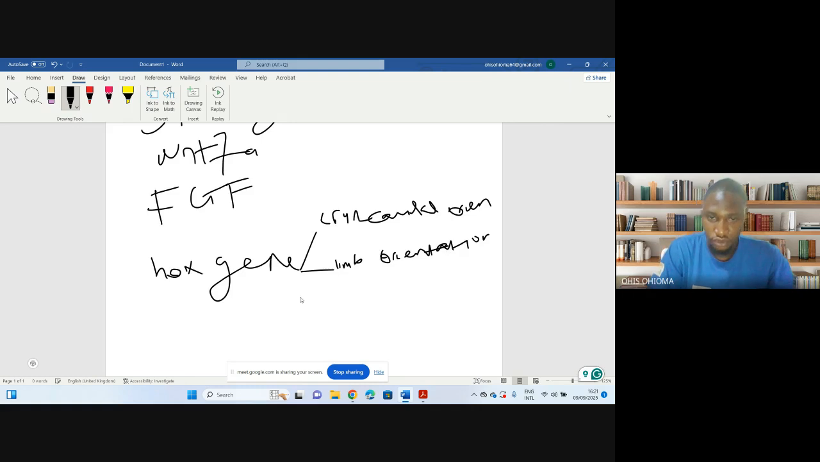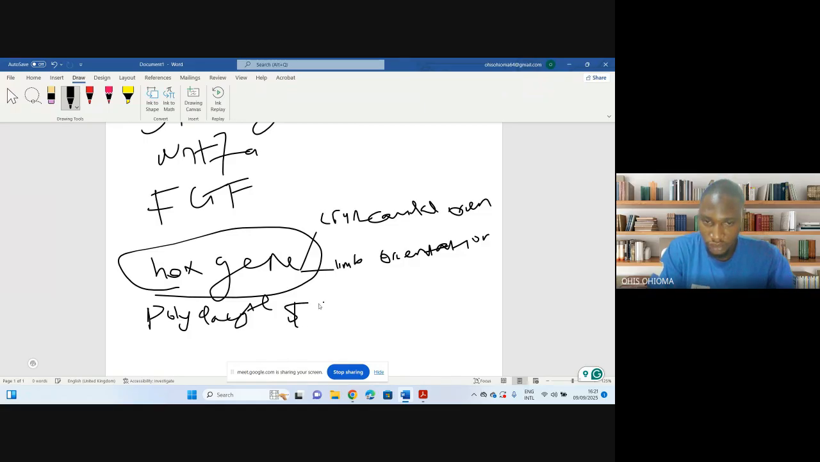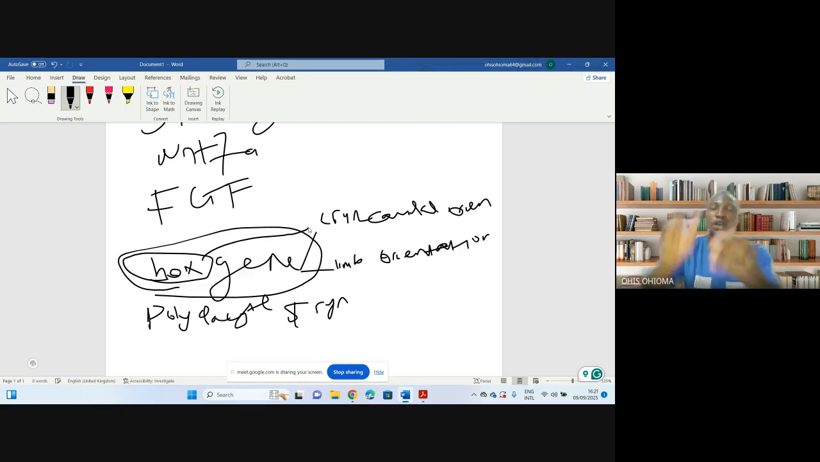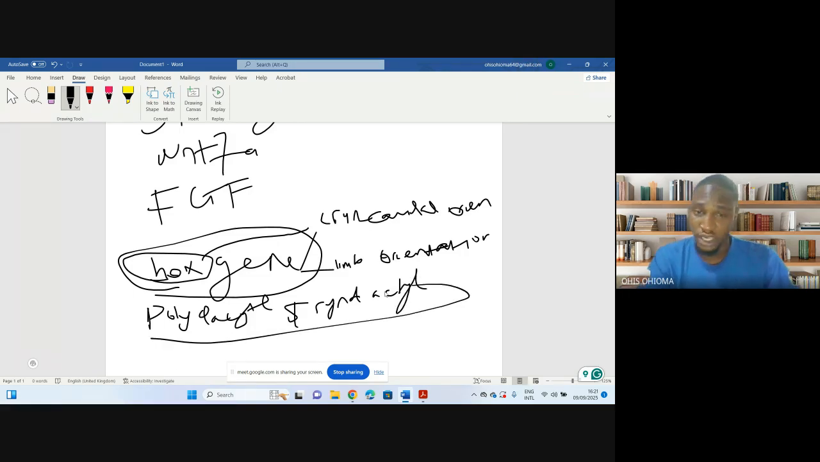Helps with limb orientation. So if there's a mutation on this gene, the patient will have a symptom known as polydactyly and syndactyly. So basically, the Hox gene is majorly involved in these two parts. It helps with the cranial caudal orientation of the fetus, and it also helps with limb development. And so the patient can have syndactyly and polydactyly. Very important for you guys to know this for the exam.